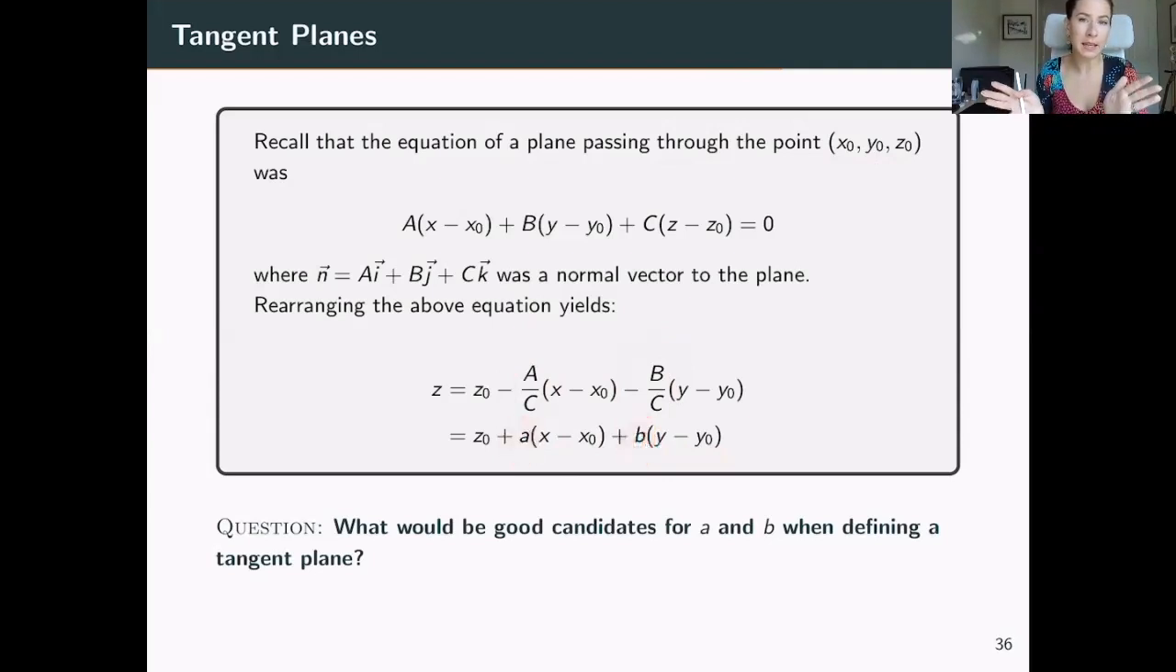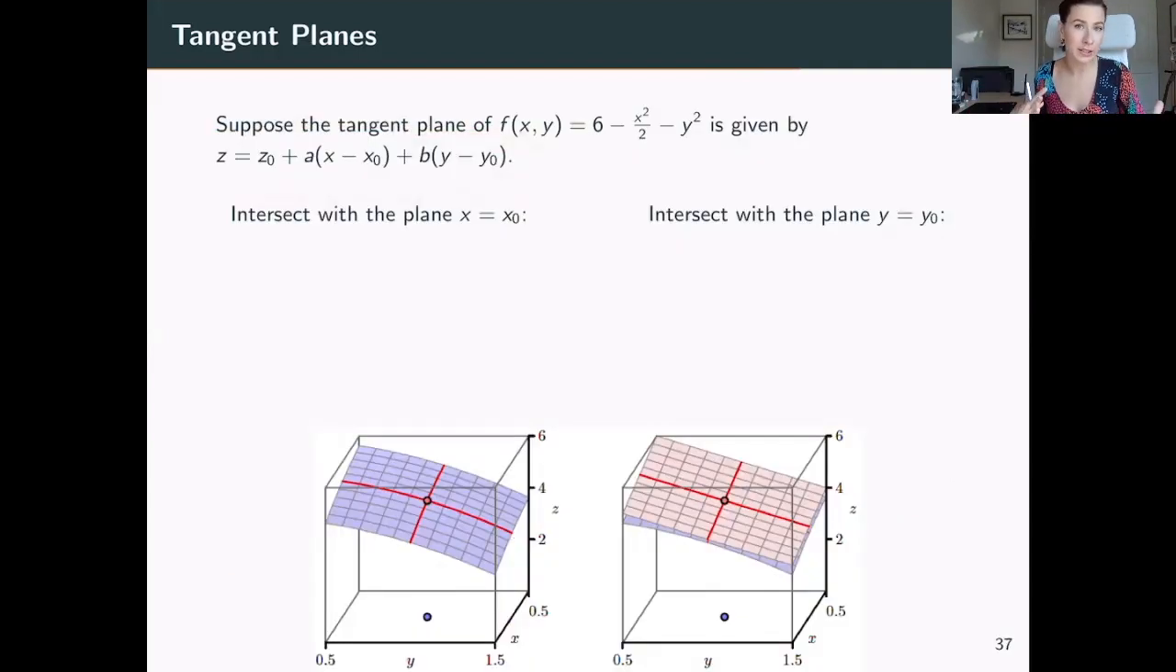The goal here is to determine what would be good candidates for a and b. What need to be my directions for a tangent plane? It seems that locally, I can look at the surface as a plane and find out what the coefficients for that plane would be. So below I have two images. I have the image of my surface, which is in purple, and my traces at a number, say, x naught, and a number, say, y naught. Here is my y naught trace, and then I also have my x naught trace.